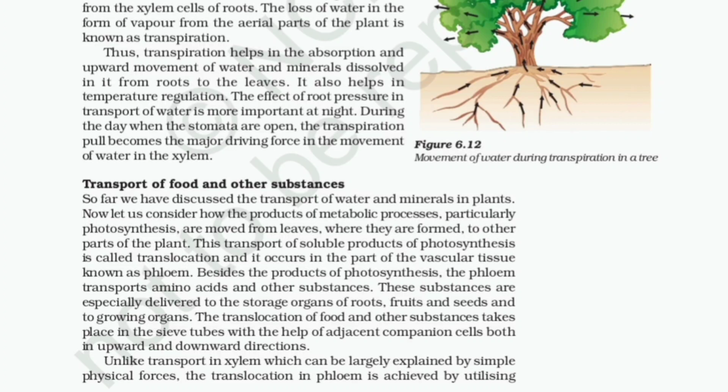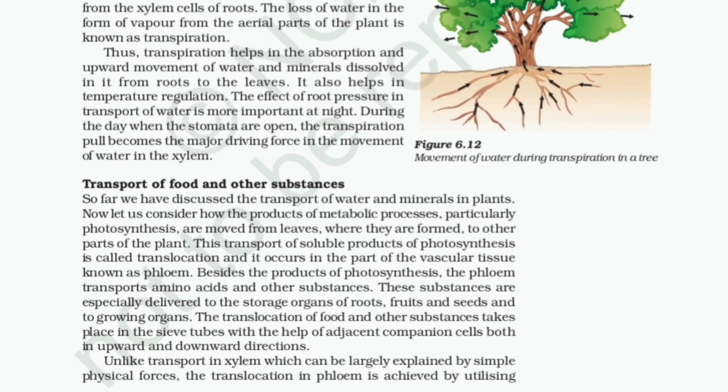This transport of soluble products of photosynthesis is called translocation, and it occurs in the part of the vascular tissue known as phloem. Besides the products of photosynthesis, the phloem transports amino acids and other substances. These substances are especially delivered to the storage organs of roots, fruits, and seeds, and to growing organs. The translocation of food and other substances takes place in the sieve tubes with the help of adjacent companion cells both in upward and downward directions.